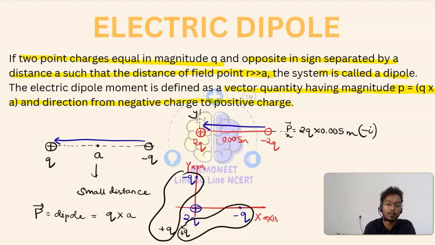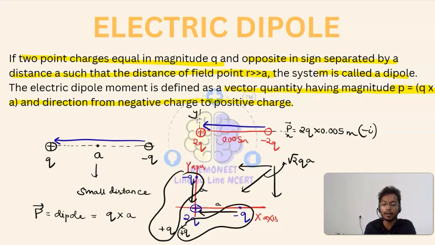But what will the direction be? The direction will be from negative to positive, that is in this direction, and here from negative to positive, in that direction. So the final answer: one dipole is here and another is here, and the resultant dipole vector will be this. Let's say a is the distance between the two charges. So under root 2 q a is the magnitude.